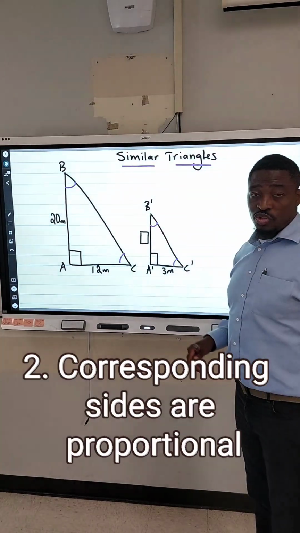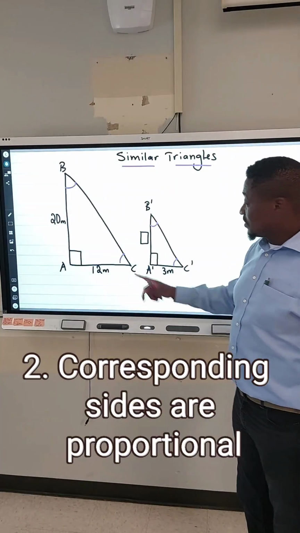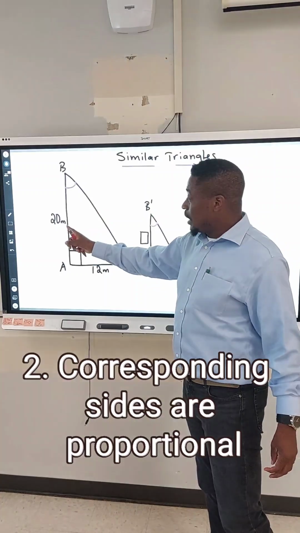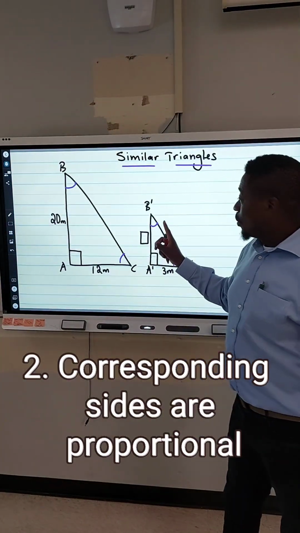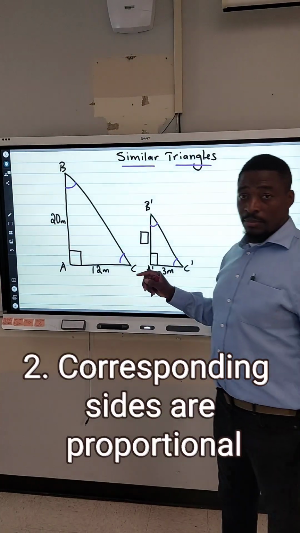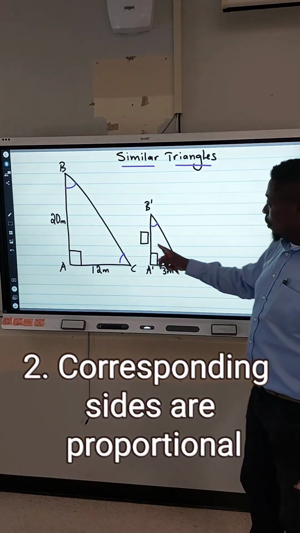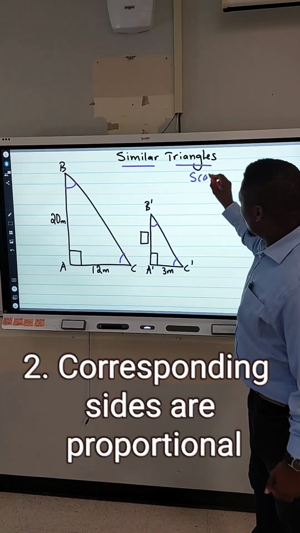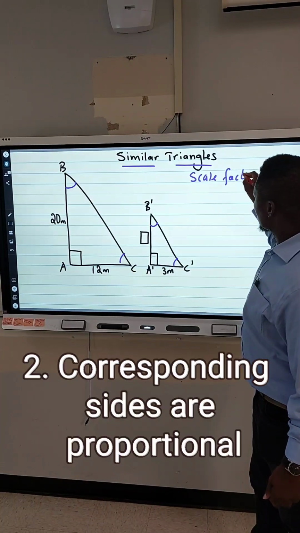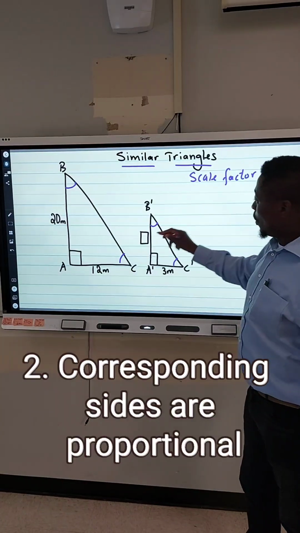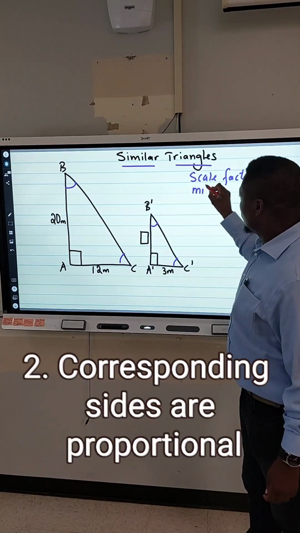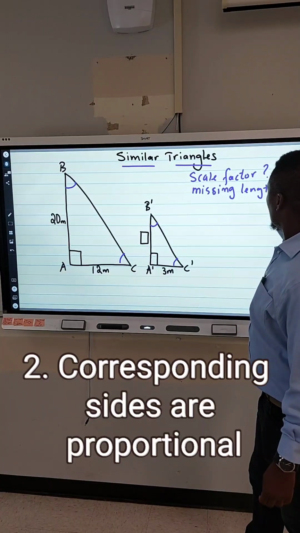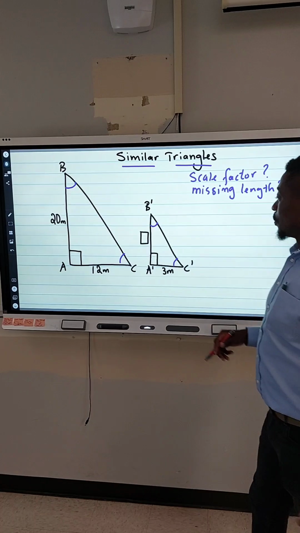Because these two triangles are similar, when we divide this number by this number, what we get will also be the same number that we get when we divide this by that number. All right, so we don't know this side. We have two things to do. We want to find the scale factor, and then we will also find the missing side, the missing length. So the scale factor and the missing length.